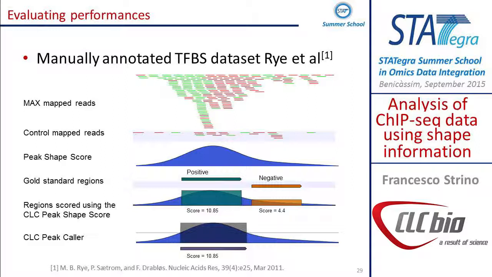Now, how do we validate things? Generally, you have some regions that are good, so positive, and some regions that are bad, negative. In this case, they wanted to say, okay, you should find a peak that is here, but it should not have flanking regions.